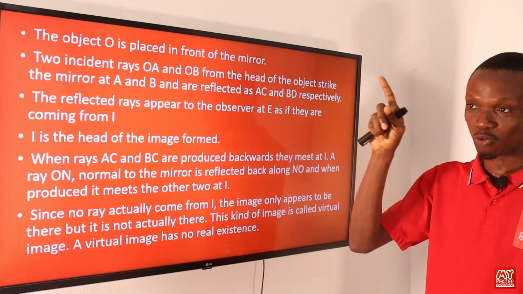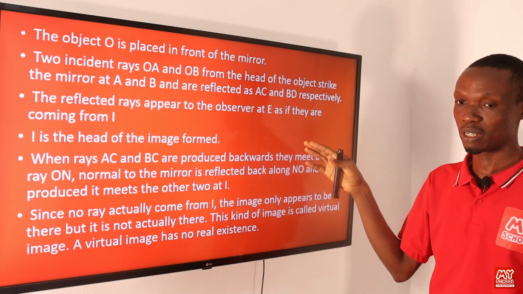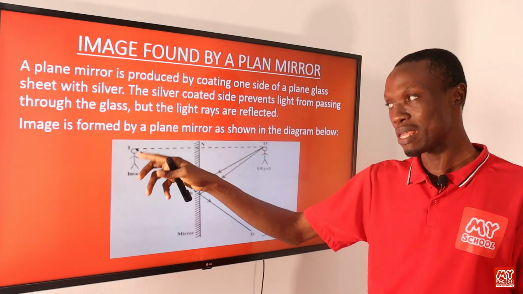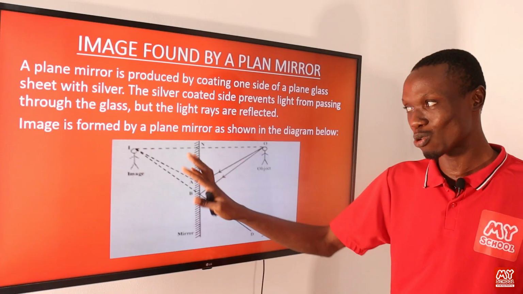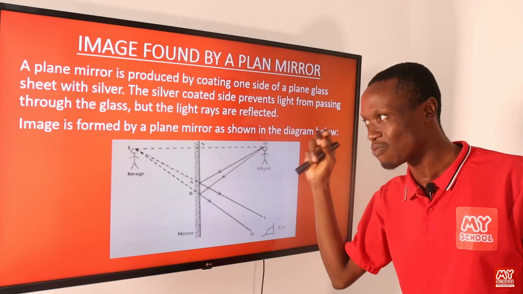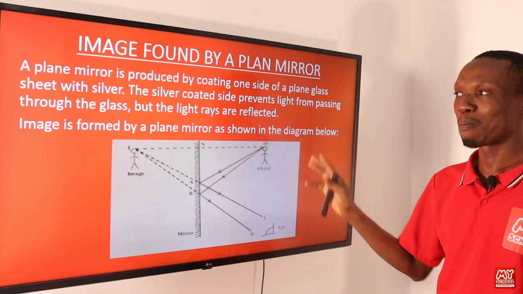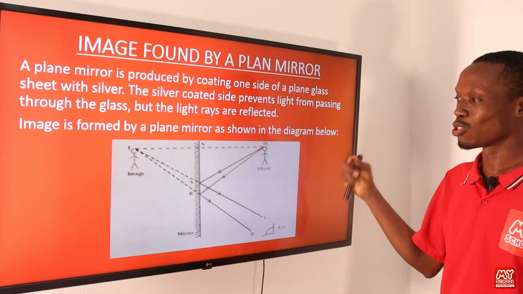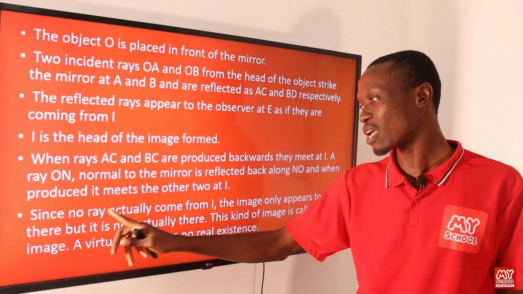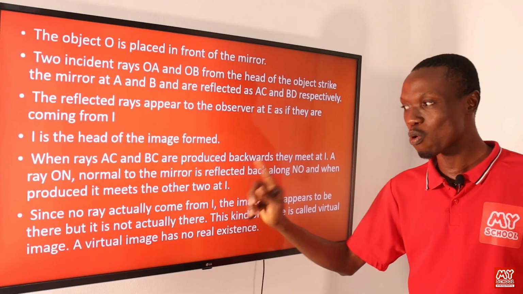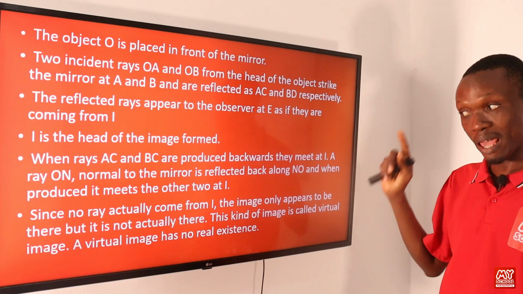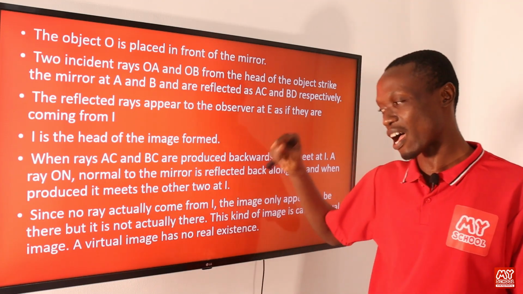Can we go back to the diagram, please? This image that you are seeing here only appears to be here, but in reality, it's not really there. The reason is that these rays only look as if they are coming from the image, but they are not coming from the image. So let's go back to the previous slide. Since no ray actually comes from I, that is, no ray is coming from the image, the image only appears to be there, but it is not actually there.